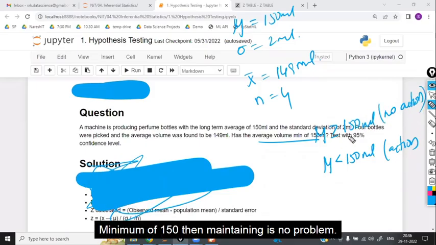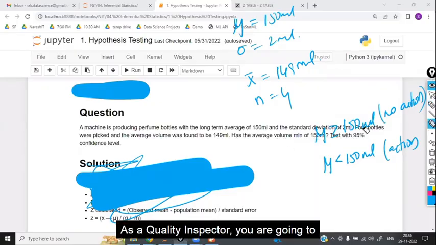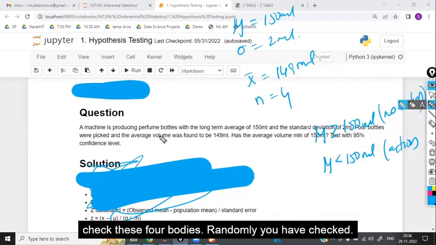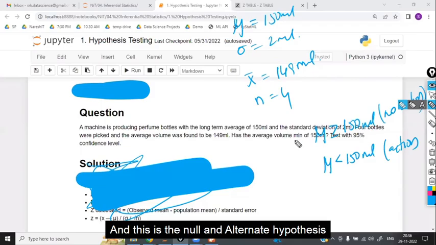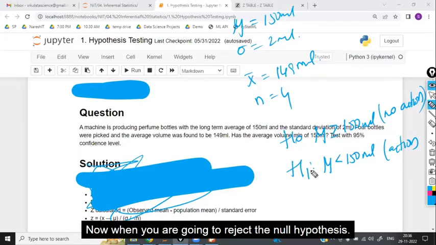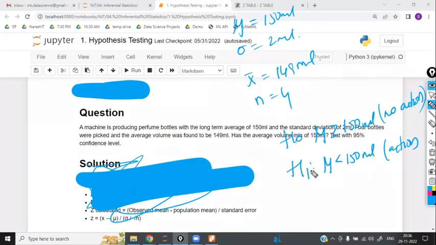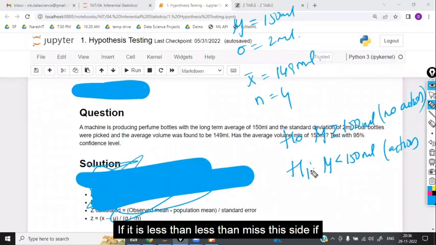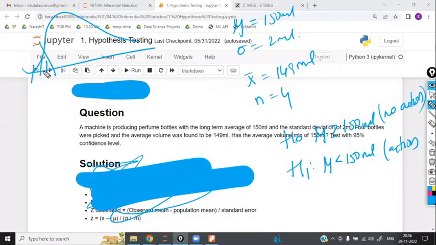Minimum of 150, they are maintaining, no problem. As a quality inspector, you are going to check these 4 bottles randomly, you have checked it. And this is the null and alternate hypothesis for you. Now, when you are going to reject the null hypothesis, if it is less than, means this side. If it is less than, you are going to reject.